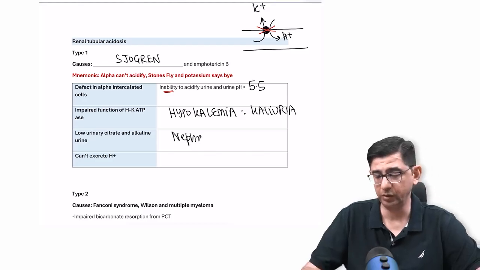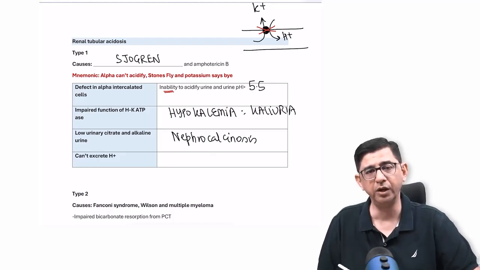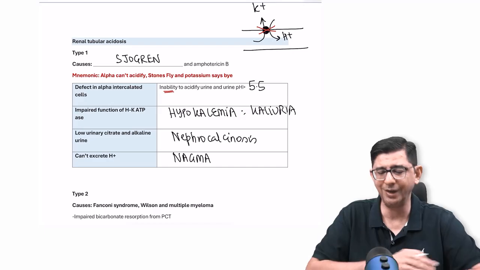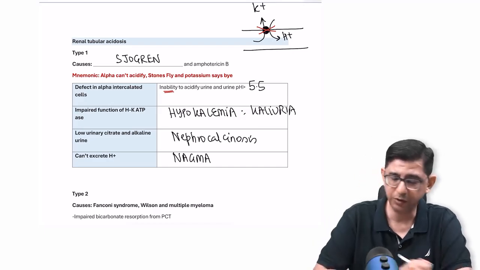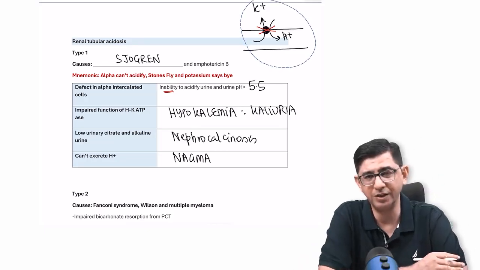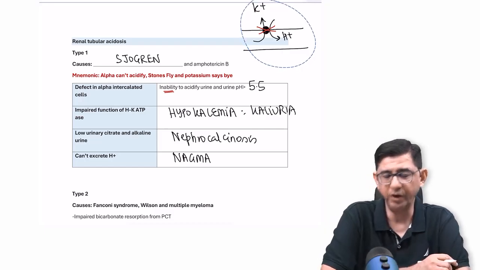That would be nephrocalcinosis. We don't get nephrocalcinosis with any other variety of renal tubular acidosis except the one that we're discussing. And because they cannot excrete hydrogen, these patients have a normal anion gap metabolic acidosis. If you just focus on this line diagram that I made before you, things will become obvious why there is an acidosis, because hydrogen is not getting kicked out and the urine pH is going towards 5.5 or more. That's primarily because of the inability to acidify the urine.